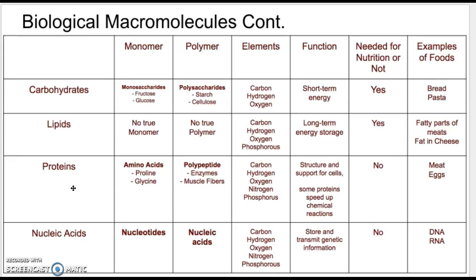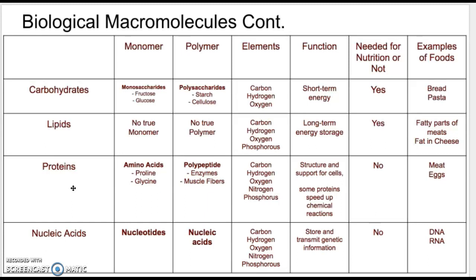Lipids have no true monomer or polymer. The function of lipids is to provide long-term energy storage, unlike carbohydrates, which only provide short-term energy. Examples of lipids are the fatty parts in meats and the fat in cheese. The main elements of lipids are carbon, hydrogen, oxygen, and phosphorus.